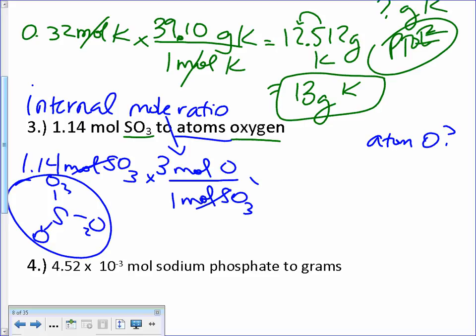Okay, now I'm at moles of oxygen. Can I go from moles of oxygen to atoms of oxygen? With what conversion? There's only 3 to choose from, right? Which one?